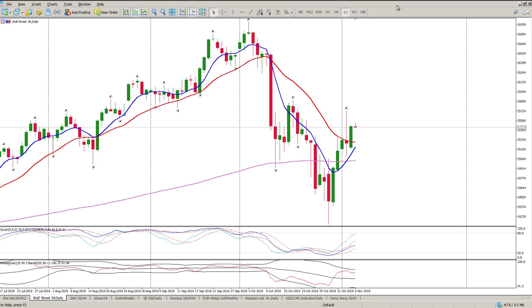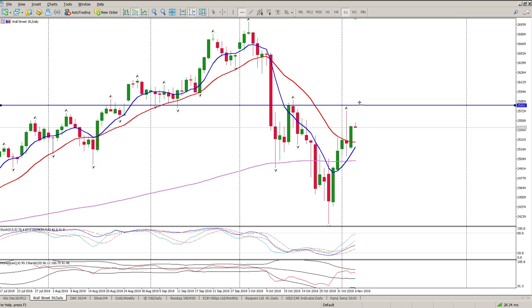The first thing to bear in mind is that we still have this divergence in play. There's a higher high on the oscillator, and looking at price, we have a high and a lower high. So this is still divergence, and this is continuation divergence. In other words, we are expecting a move to the downside.